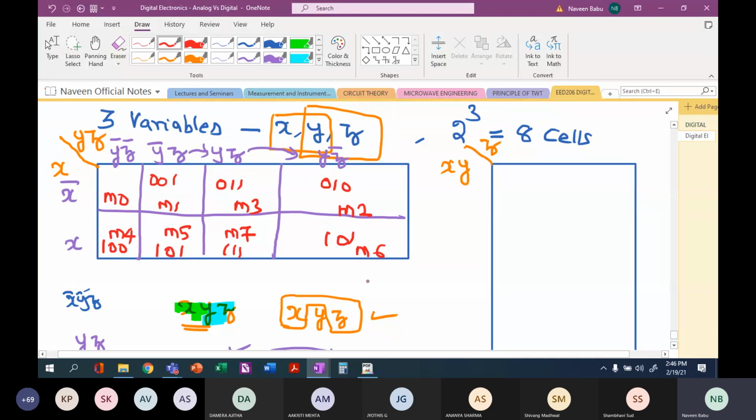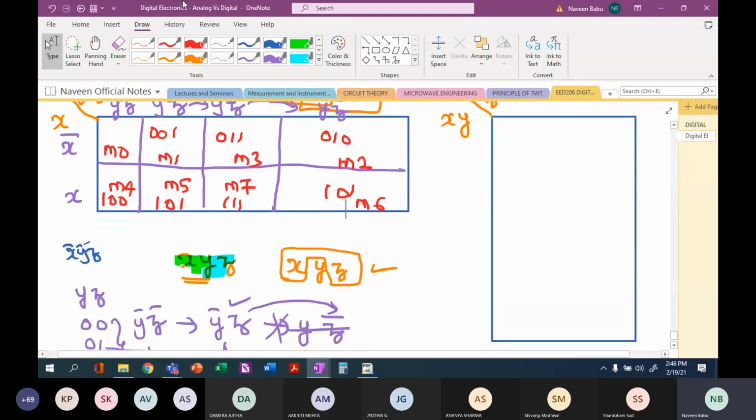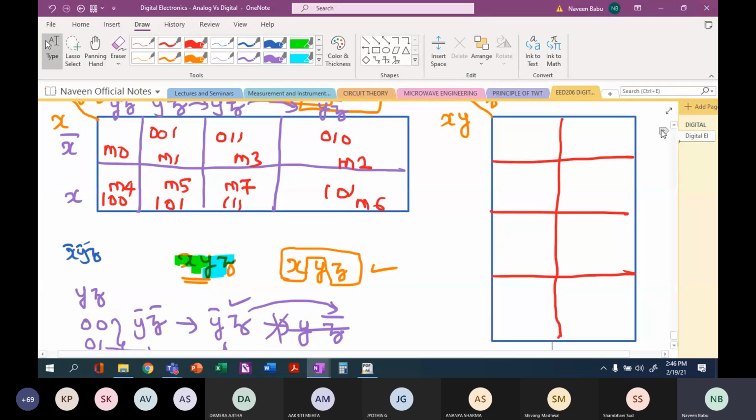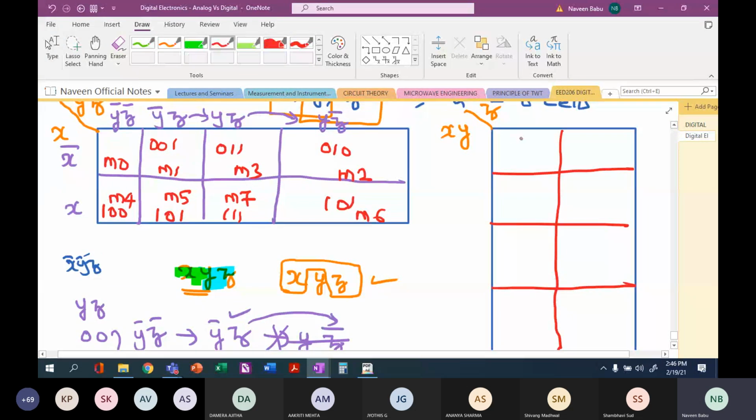Likewise, let me fill up the next table also, where we have XY sequences combined. So you will have 4 rows now. There will be no confusion along the columns because we are having only one variable. The first one corresponds to Z bar and the next one corresponds to Z.